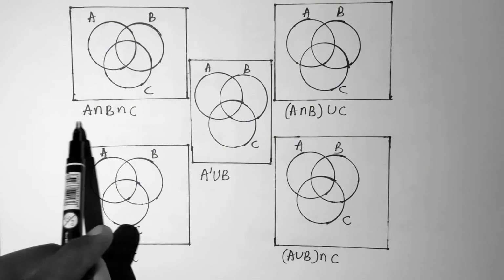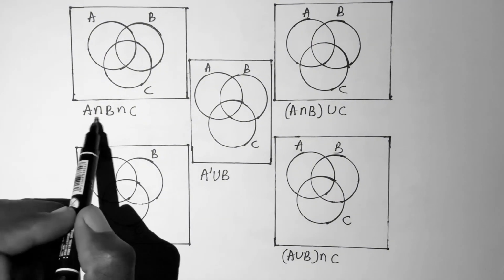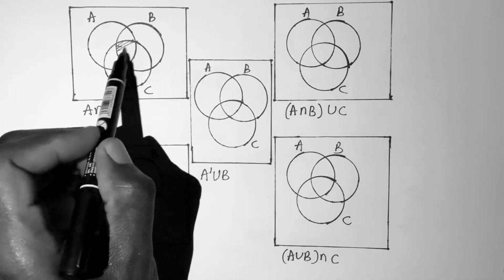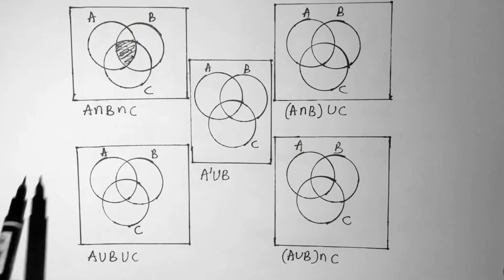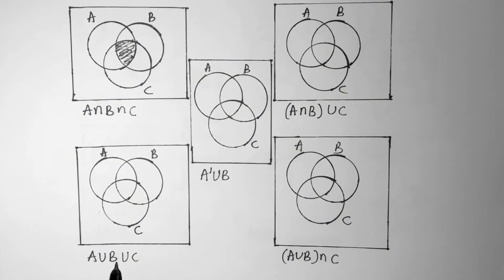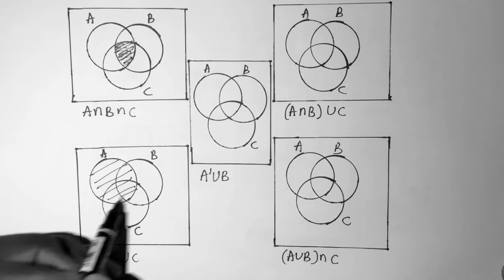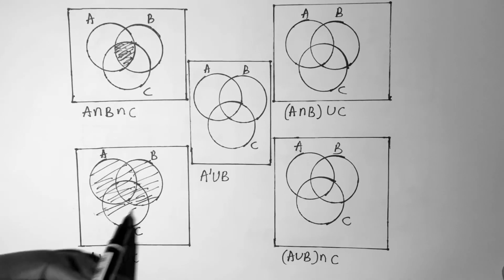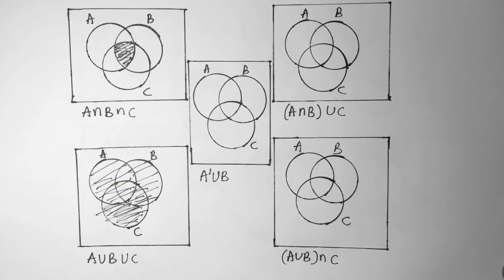So in this case, it says we should find A intersection B intersection C. So that means the region that is common to A and B and C. So you see that this is the only region that is common to A, B, and C. So this is A intersection B intersection C. And then here we have A union B union C. So in other words, all of A, and then we add it to all of B, then we add it to all of C. So that is A union B union C.